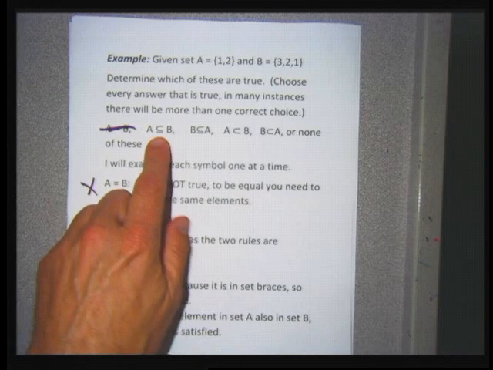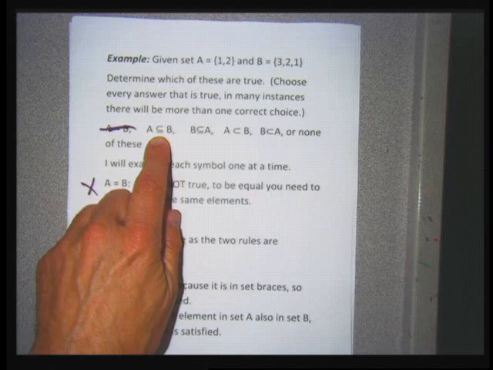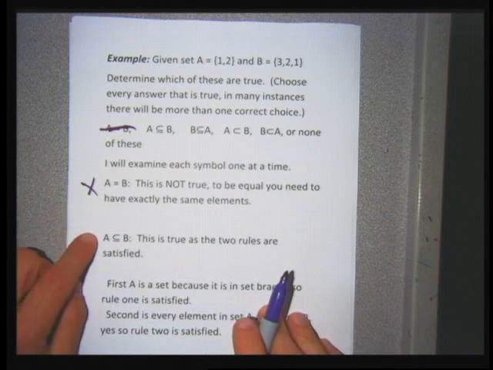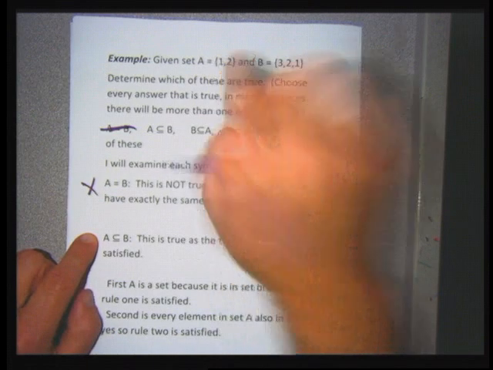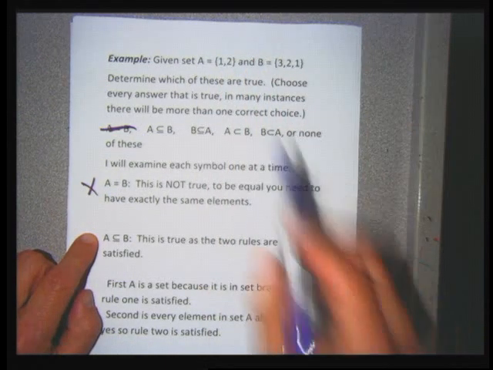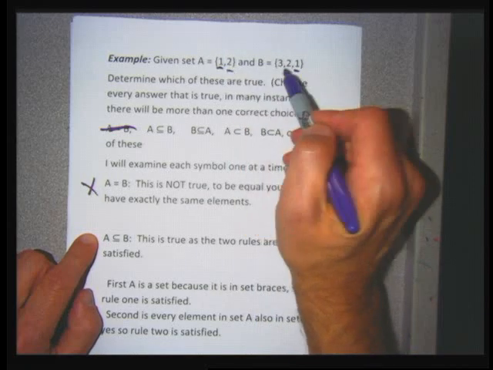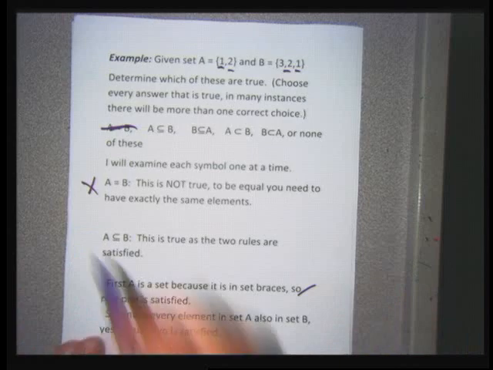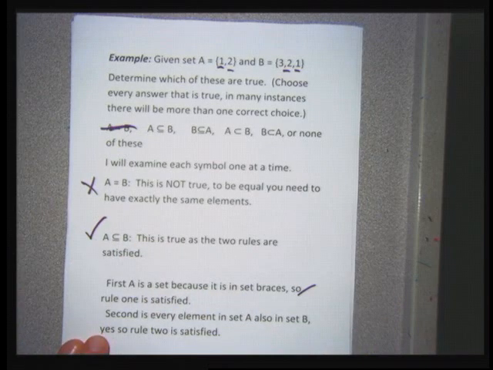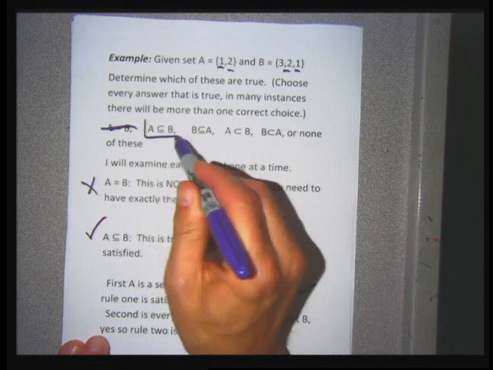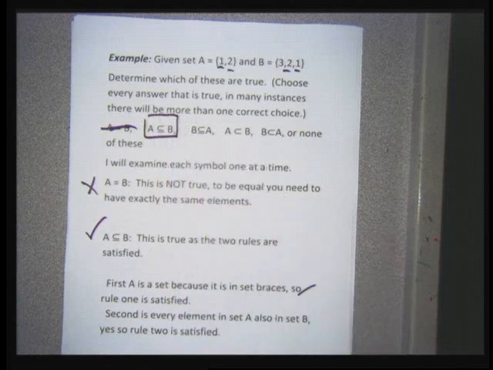Second one, symbol A is a subset of B, and this only needs two criteria. For A to be a subset of B, I need two criteria. A has to be a set, it's a set, so that's good. A has to be contained in B. 1 is in A, 1 is in B, 2 is in A, 2 is in B. I satisfy the two rules, so A is definitely a subset of B. That's going to be one of the symbols that gets included in my answer.